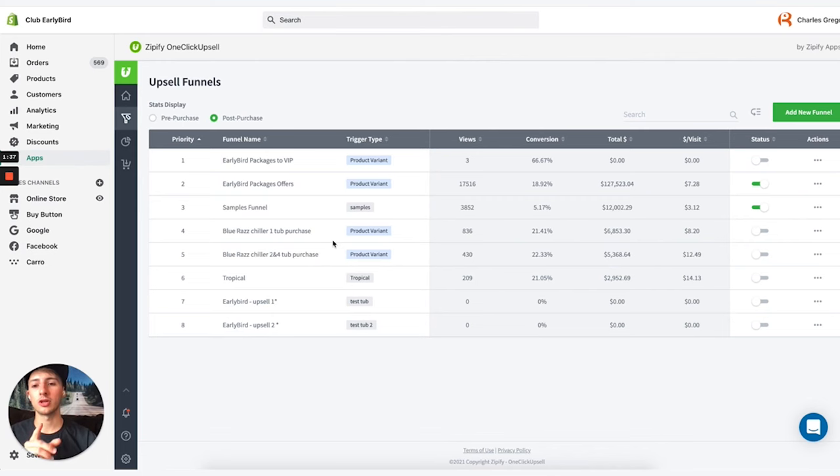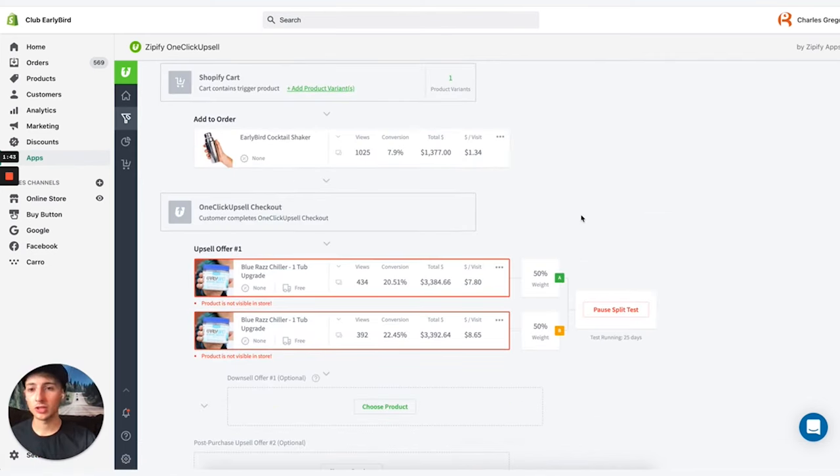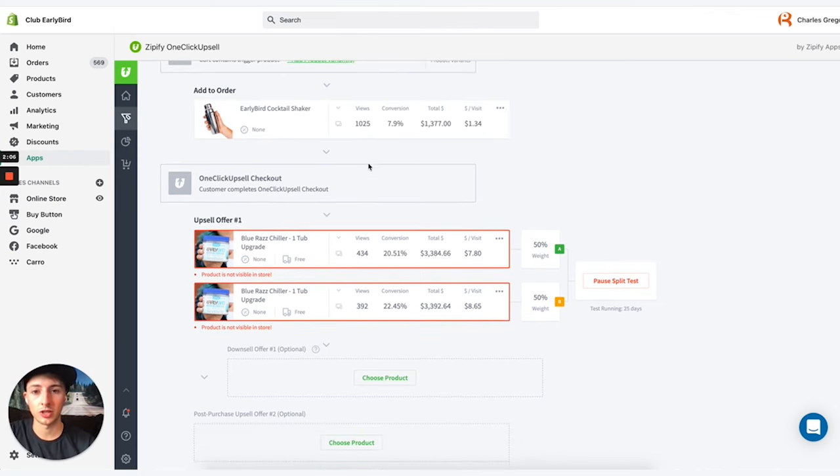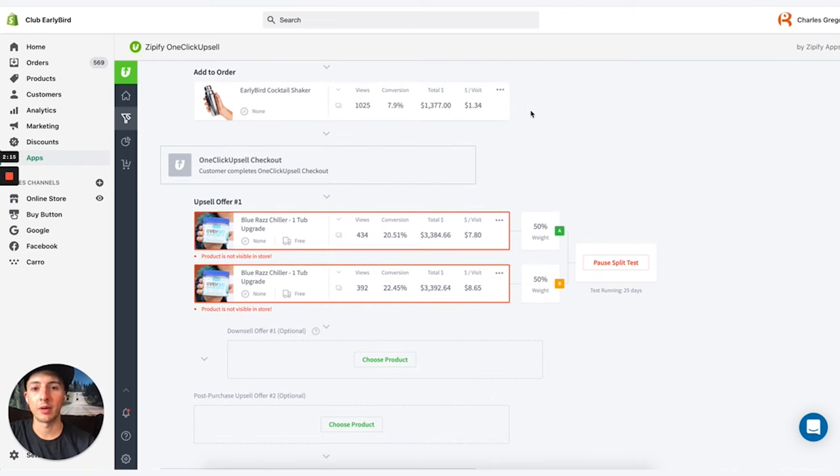If a customer chose one tub as their purchase, they went into this funnel. The pre-purchase upsell was a cocktail shaker cup. As you can see, this pre-purchase upsell had an 8% take rate, brought in $1,377, and added $1.34 in additional revenue. We have found that these pre-purchase upsells do not impact conversion rate, so that's all just extra revenue.